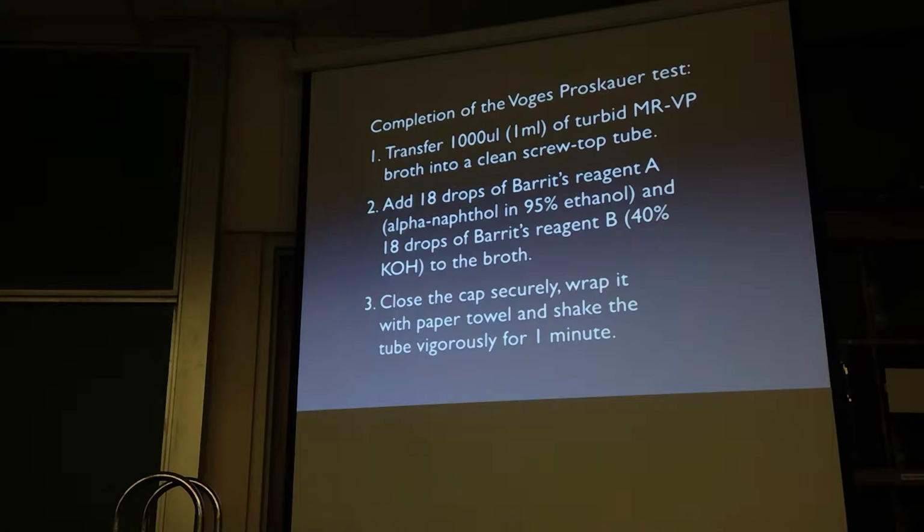Now, this is called the methyl red Vogt-Proskauer test. It is methyl red Vogt-Proskauer medium, but it turns out these two tests are separate. They're testing for different things. The first one we're going to talk about is the Vogt-Proskauer test. The Vogt-Proskauer test is testing for the presence of a neutral fermentation product called acetylmethylcarbinol. You can't just look at it and see it.